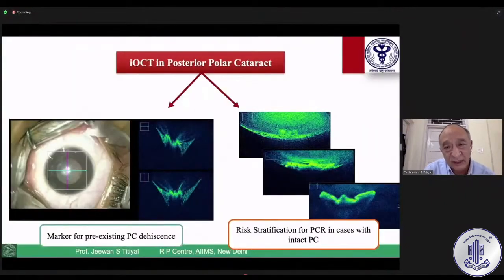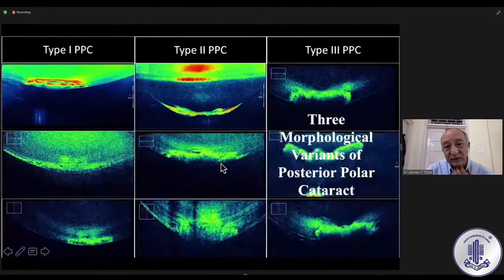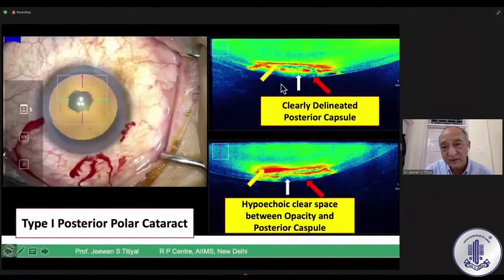Same for a posterior polar cataract, where you could classify and picturize them on the table. So this is an open posterior capsule in a young patient. These are type 1, type 2, and type 3 posterior capsular posterior polar cataracts. Accordingly, we can customize our surgery in terms of leaving the cushion. So we need to assess a few things. One is the clarity of delineation of the posterior capsule across the length of the posterior polar disc, which is very, very important.